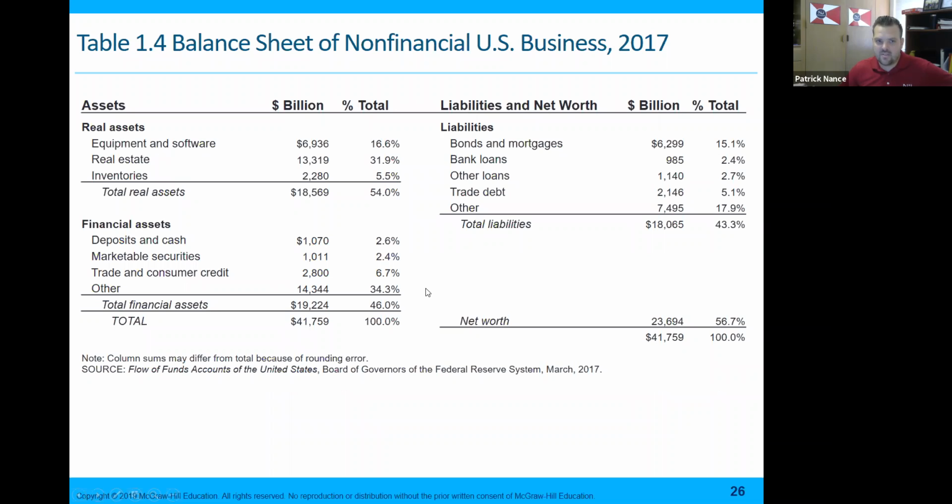Whereas a non-financial business, so a regular business that is not a financial institution, is not quite completely flipped, but you can see it's completely different. 54% is in real assets, and 46% is in financial assets. So financial institutions are heavy on the financial asset side compared to the real asset side, whereas regular businesses, just any other business around the United States, are about half and half.